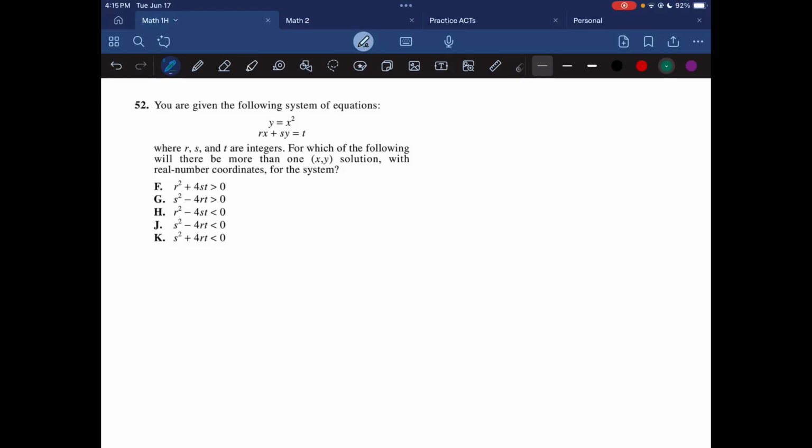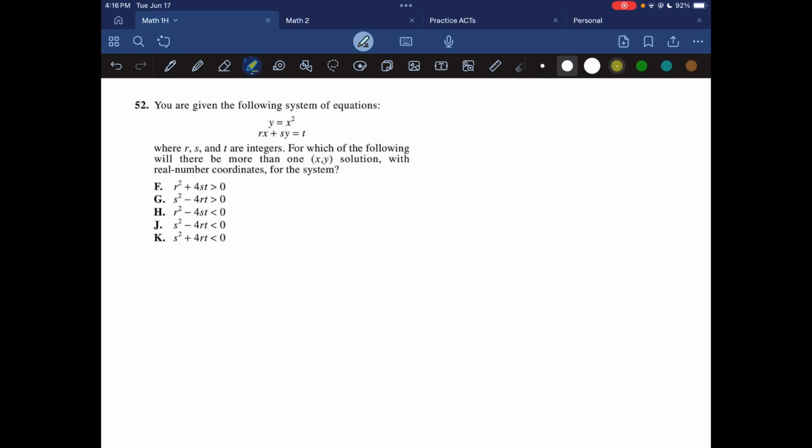All right, this is in response to your question from our ACT practice packet. This is quite a complicated question, so I'm really glad you asked it. So I'll go ahead and read it. You are given the following system of equations: y equals x squared, rx plus sy equals t, where r, s, and t are integers. For which of the following will there be more than one xy solution with real number coordinates for the system? And they give you a whole bunch of options.